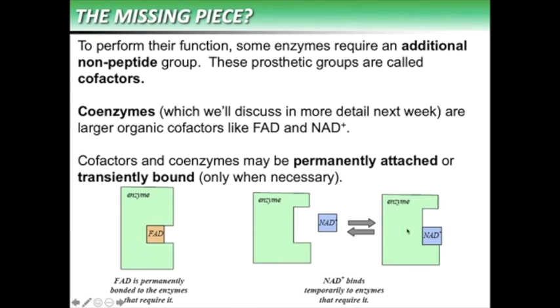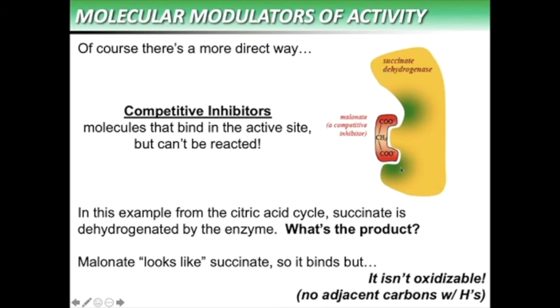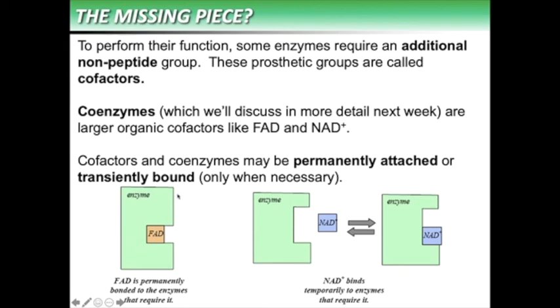They can be transiently bound. NAD plus is a good example. It jumps onto the enzyme when it's needed and otherwise isn't there. FAD, on the other hand, is bound to the enzyme. In fact, FAD is the thing that takes away the H's when succinate dehydrogenase dehydrogenates succinate. And it actually, the entire enzyme with the cofactor gets carried to the mitochondrial membrane. So you sometimes need these things in order to make a reaction happen.